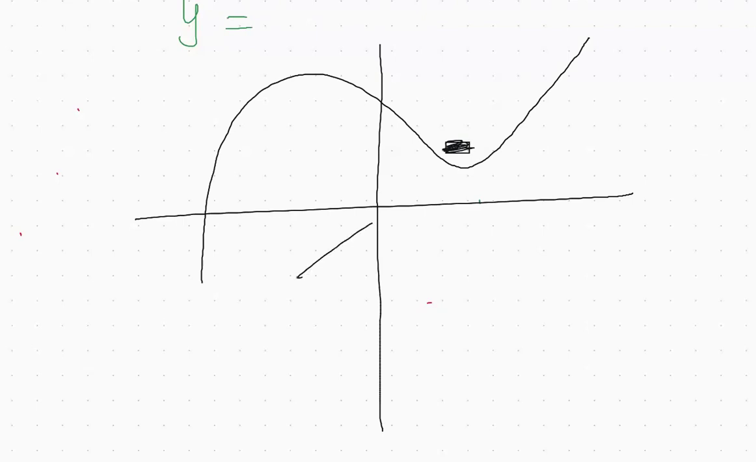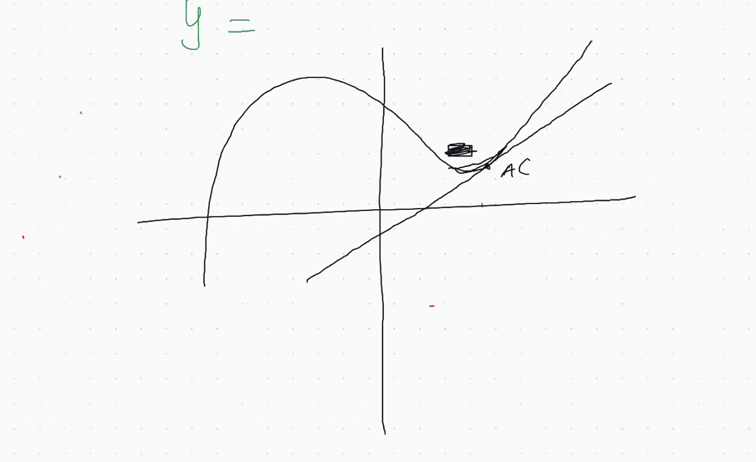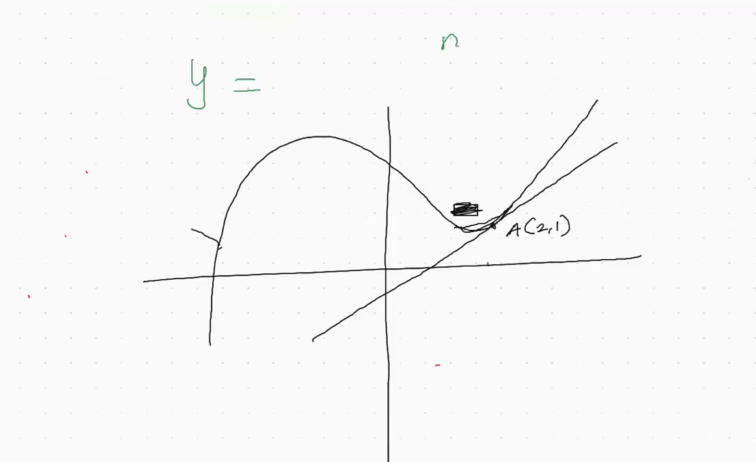So you have a straight line like that. Let me see, maybe it can be better. So at this point, it says (2, 1), just like that. Then the equation of the curve is y equals x cubed minus 2x squared minus x plus 3. This is y, this is x.